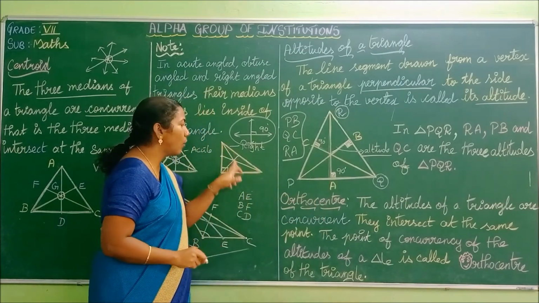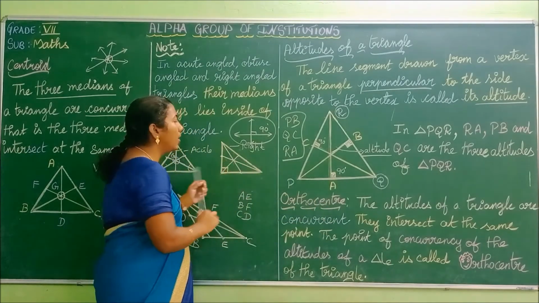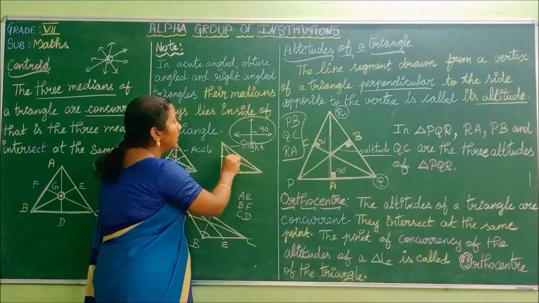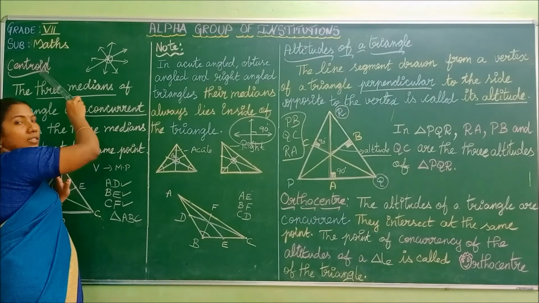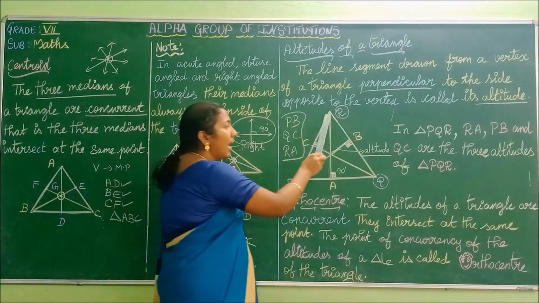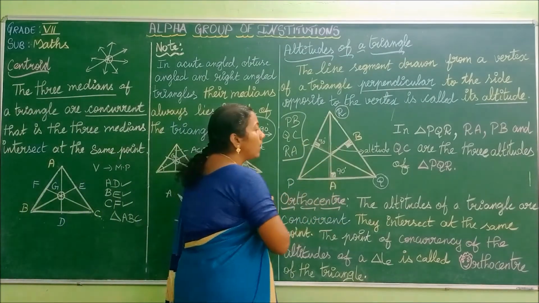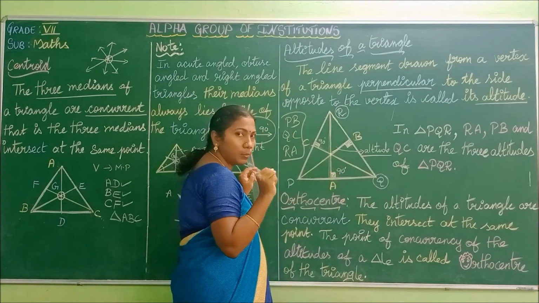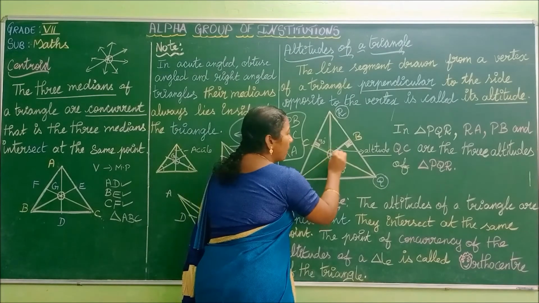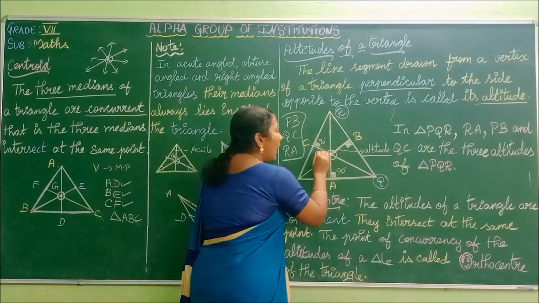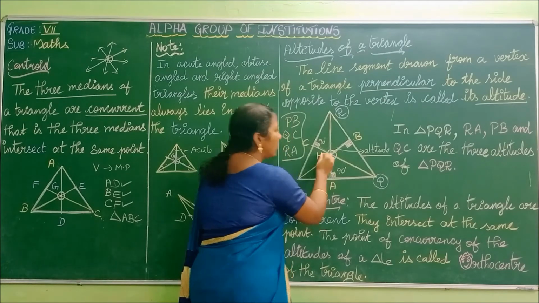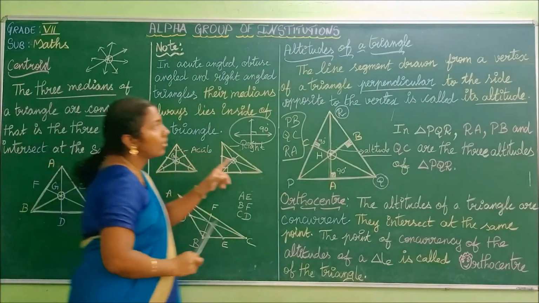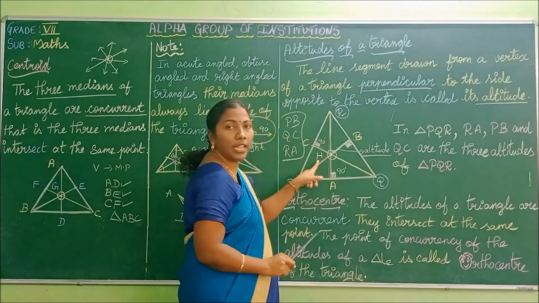If in a triangle all the medians are meeting at a point, then the point is called the point of concurrency. That point of concurrency is said to be the centroid. Similarly, if the altitudes of a triangle are meeting at a particular point, that is, they are concurrent at a certain point, that point is called the orthocenter, and we are naming that point as H. Here we call the centroid as G. Here we are calling the orthocenter as H.